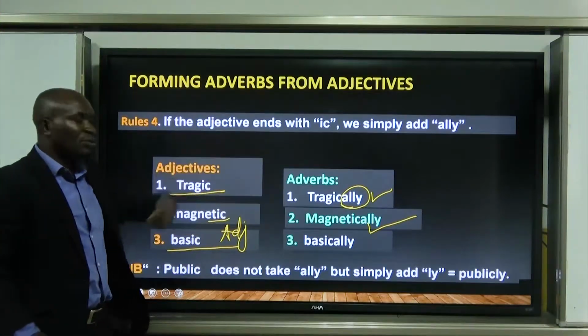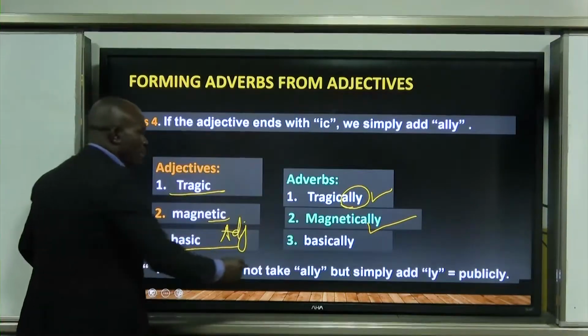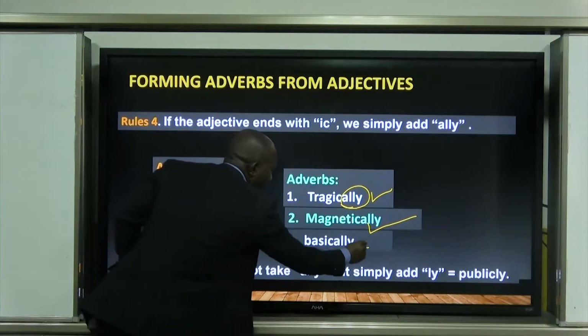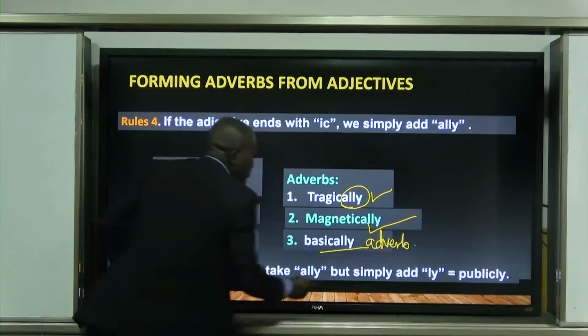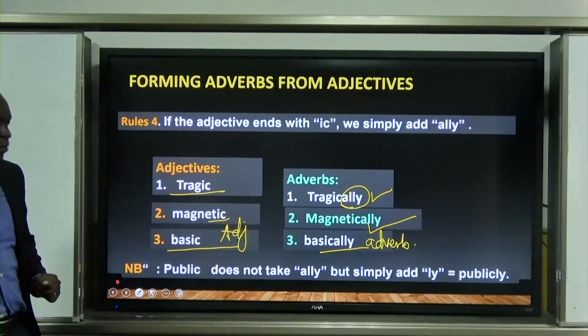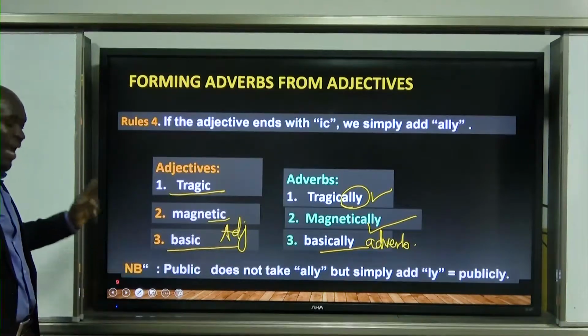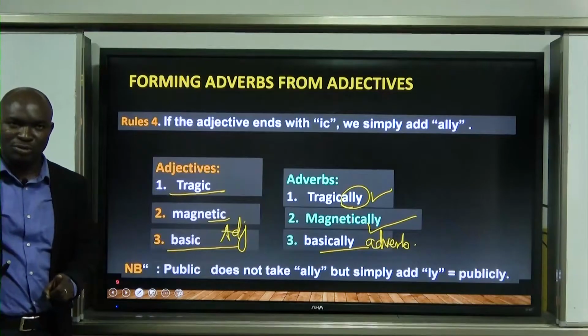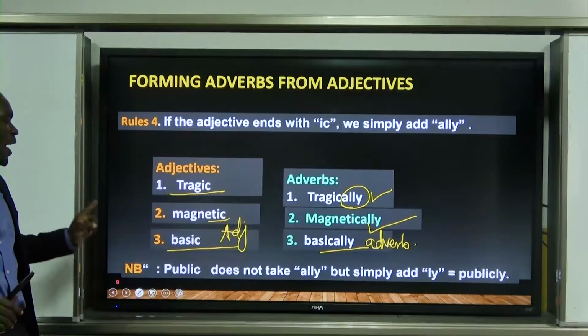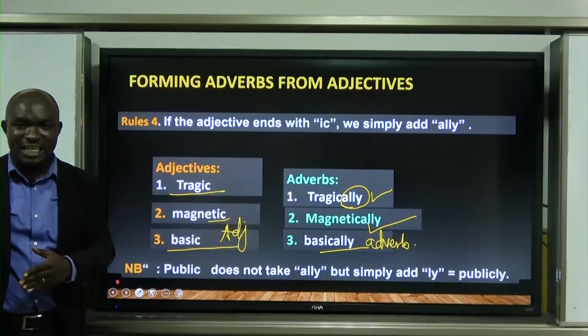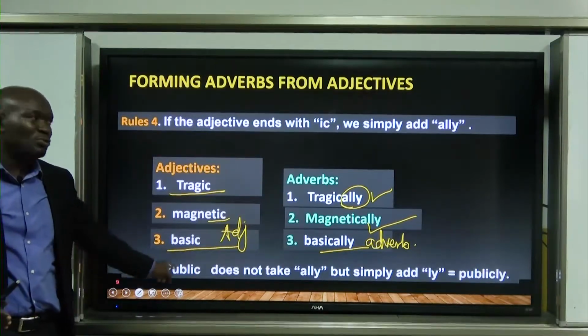But if we follow the rule, we'll have what? Basically here as what? An adverb. Do you get it? Oh, wonderful. So, but there is an exception to this rule. And please pay attention correctly. Though the word public ends with an IC, it does not take this rule.